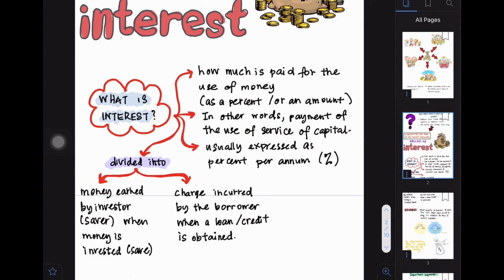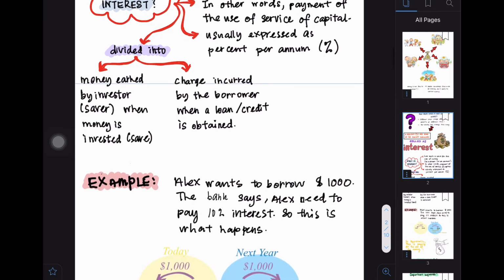Okay, contohnya kalau awak meminjam kepada bank, bank akan kenakan certain amount or certain percent of interest ke atas awak yang meminjam duit daripada bank. Okay, so both of them we call it as interest. Okay, let's see one example here.